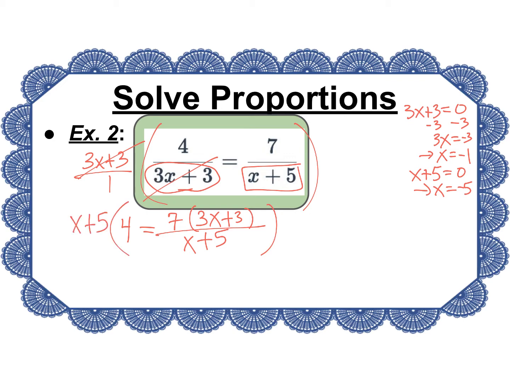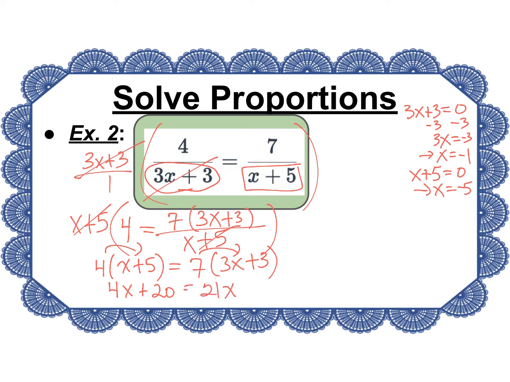So on the right-hand side, I like to put my 4 first. So I have 4 times x plus 5. My x plus 5's on the top and the bottom simplify to 1. And then I get 7 over 3x times 3x plus 3. Now it's a distributive property on both sides, so I get 4x plus 20 equals 21x plus 20. I'm just going to rewrite it over here, running out of space. Oops, that's a 21. Didn't think those canceled.